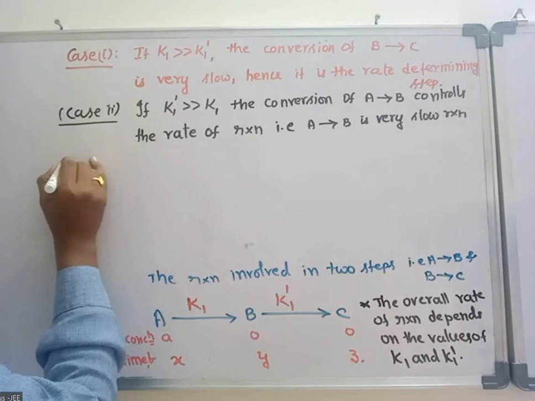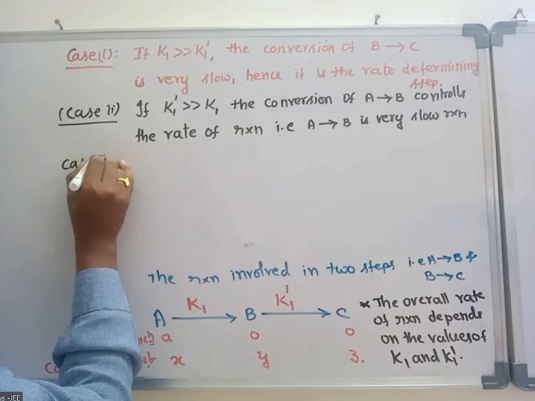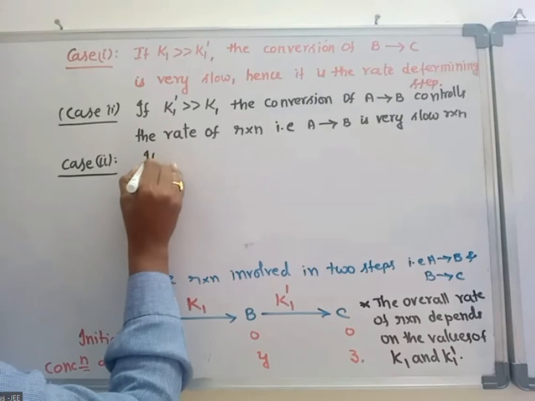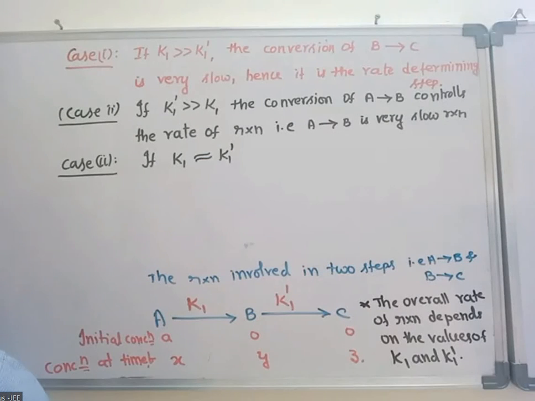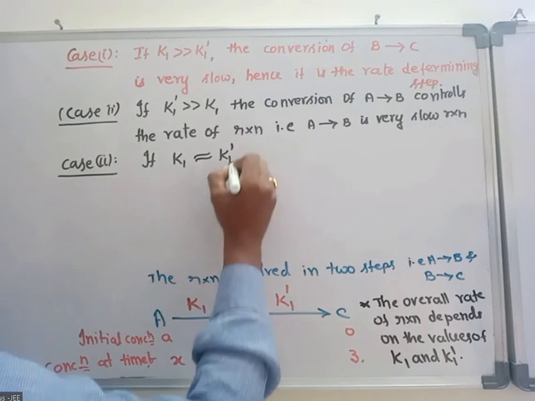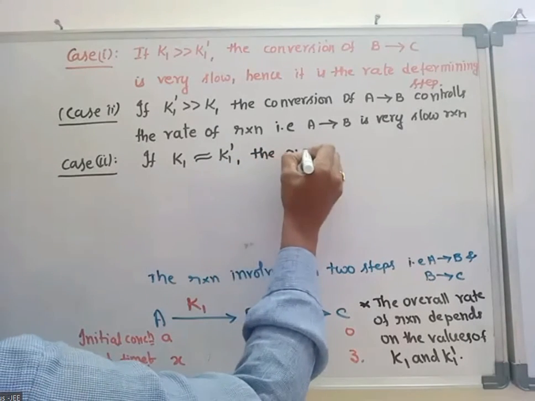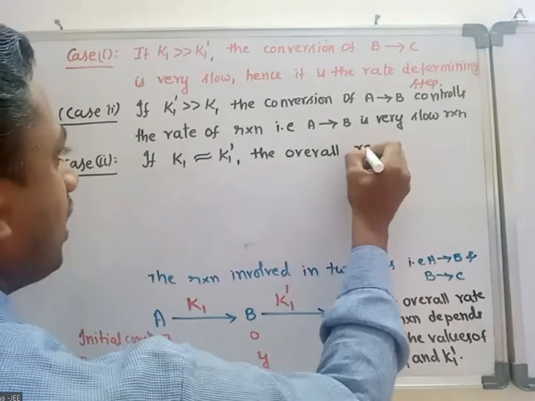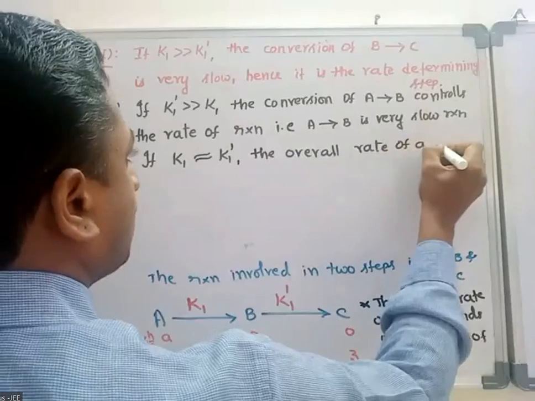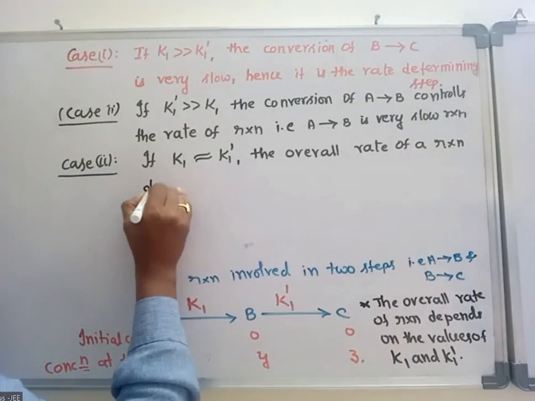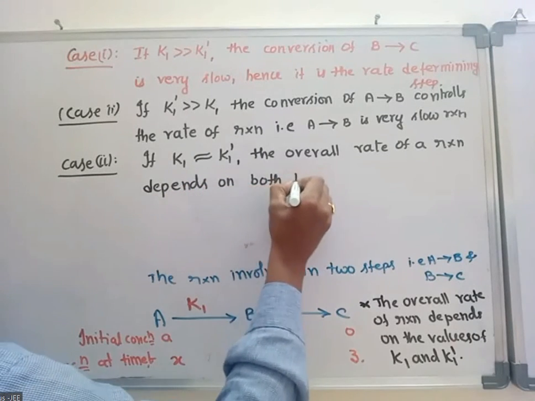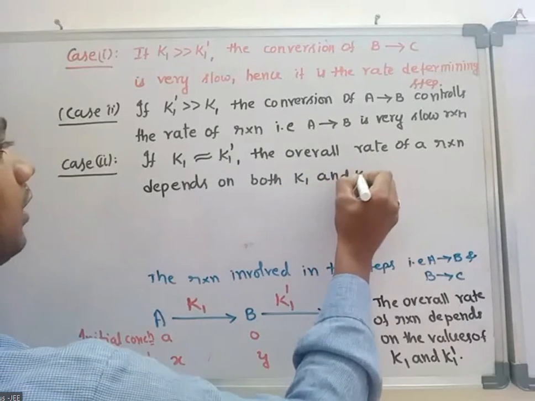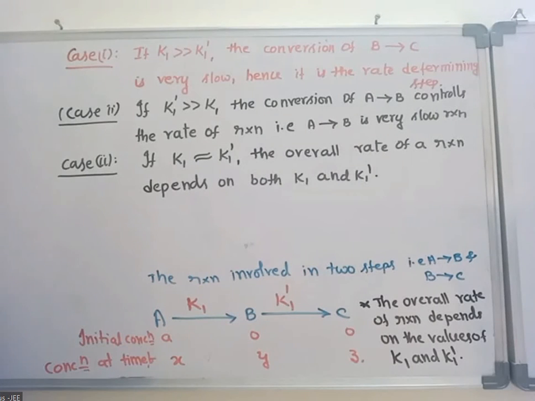Case 3. If K1 is approximately equal to K1 dash, the overall rate of a reaction depends on both K1 and K1 dash.